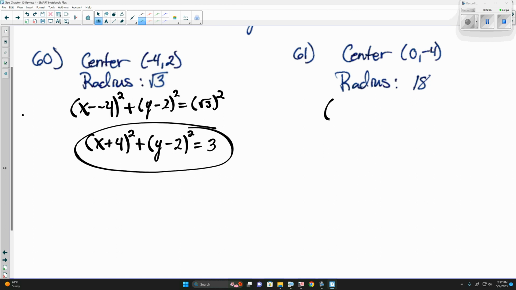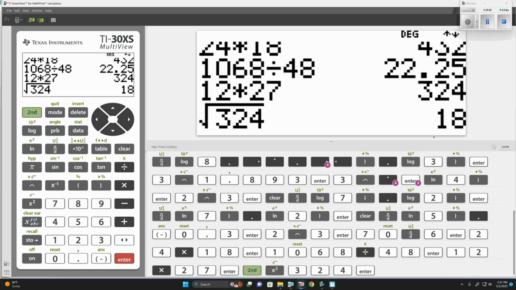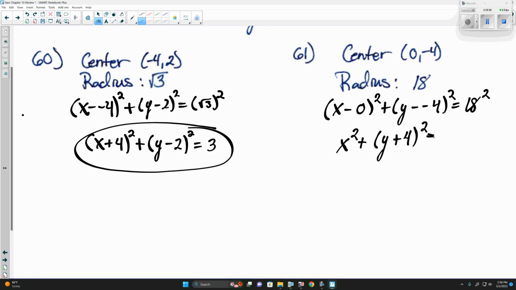And for 61, we would do the same thing. x minus 0 squared plus y minus negative 4 squared is equal to 18 squared. Now the x minus 0 squared we can just rewrite as x squared. y minus negative 4 is the same as y plus 4 is equal to 324. And that's it. Questions on these here?